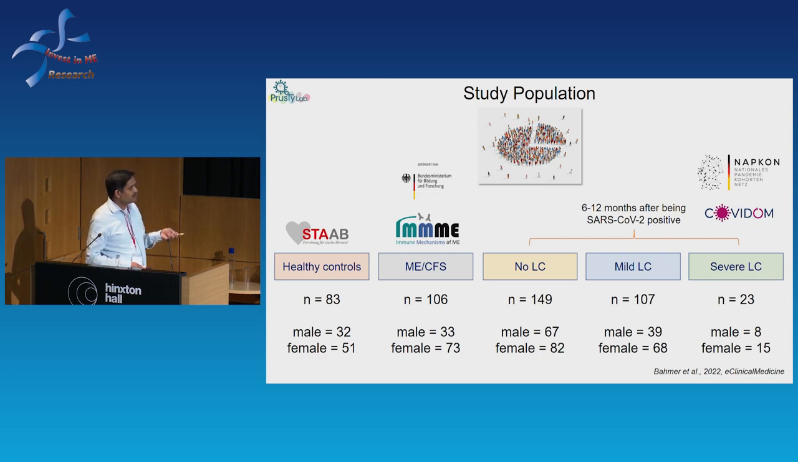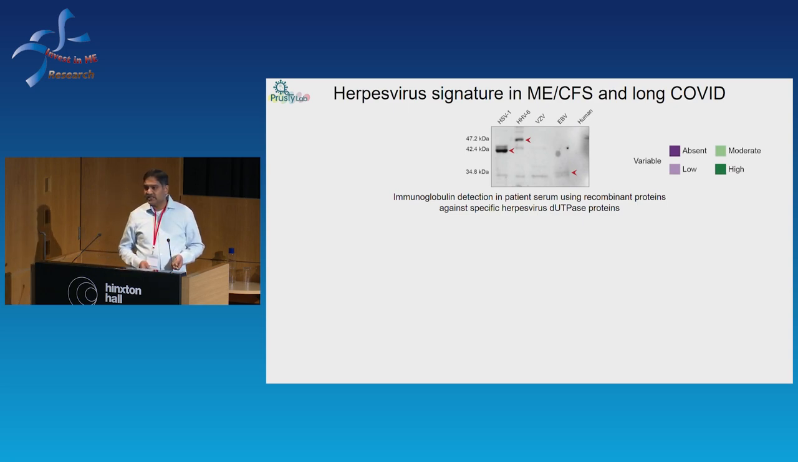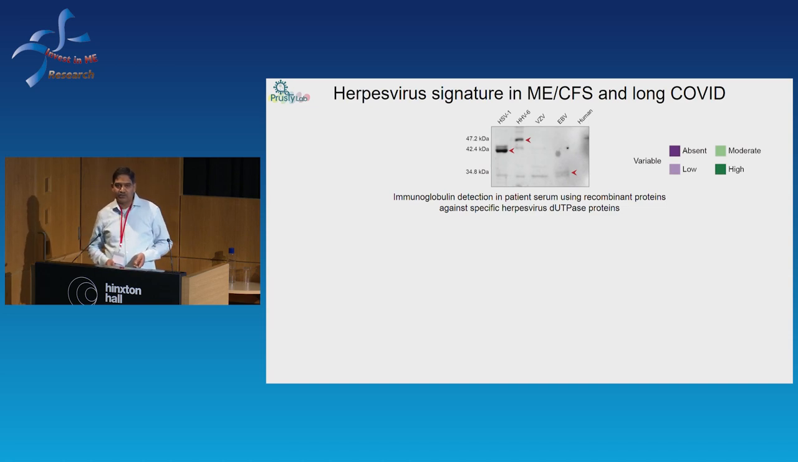And you can see that the population, male and female, is distributed very much equally, but with a greater number of female patients. And we have a large cohort of patients to come to a meaningful conclusion. Now, the first question that we ask is that we all know that herpes viruses are notorious and much discussed in the ME/CFS field. If they are really reactivated in these patients, again, these are not acutely infected patients, so the long COVID patients, these are 6 to 12 months after infection. So we try to understand if there is any herpes virus signature in these patients.